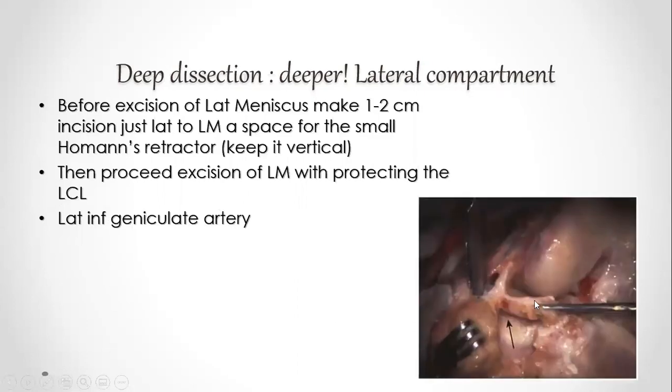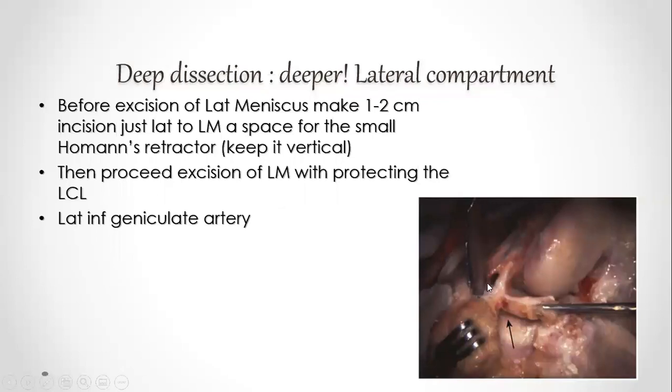You can see here, I put the Kocher on the anterior horn of the lateral meniscus, and this is the Hohmann which is vertical. Always ask the assistant to keep the vertical one and the small one in this area.